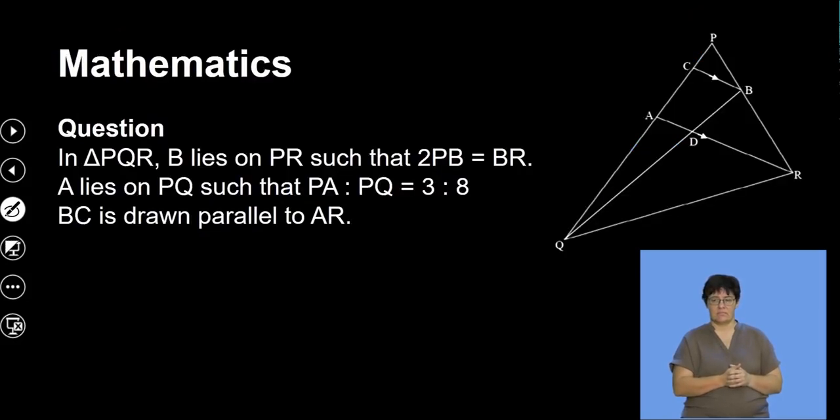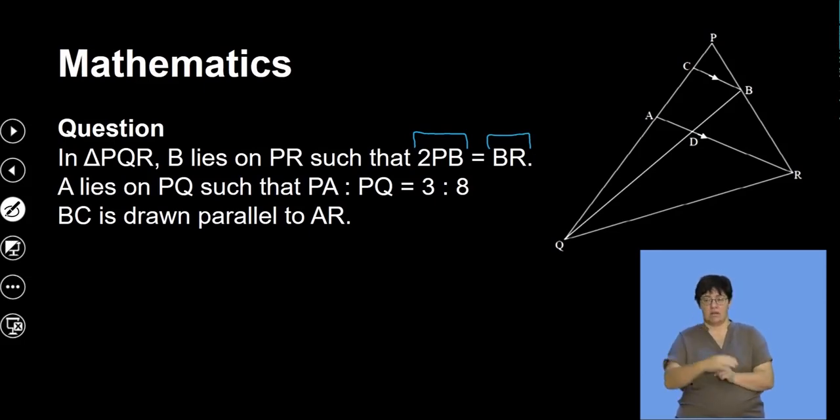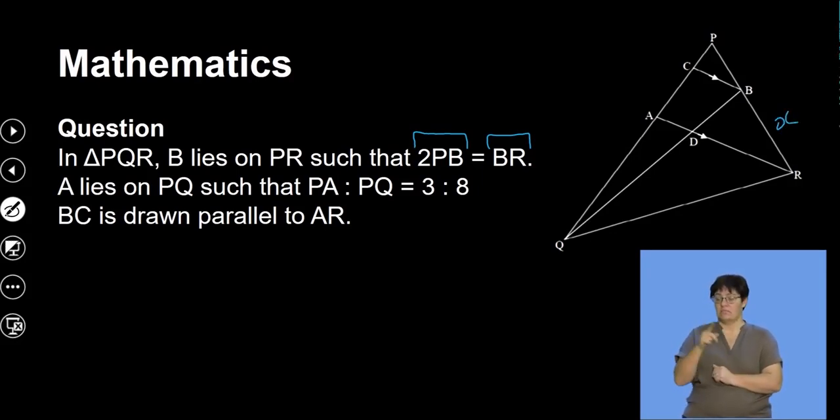Now, let's look at something else, right? So I said, whenever there's some information we need to add, I'm going to show you as we are starting. We have the triangle PQR with B that lies on PR, such that 2PB is equal to BR. So 2PB is equal to BR. So that means, if I let BR be 2X, therefore that will make PB to be X, right? So I can add that information.